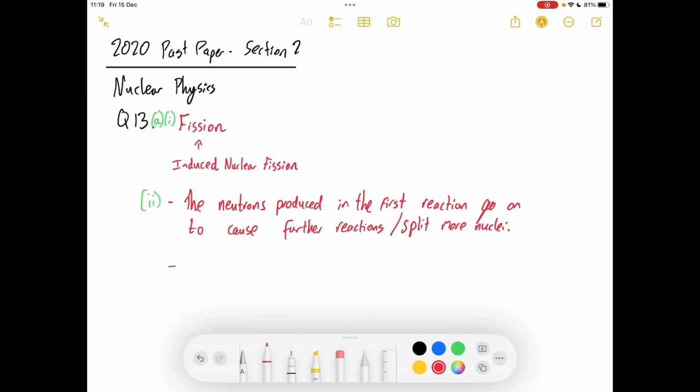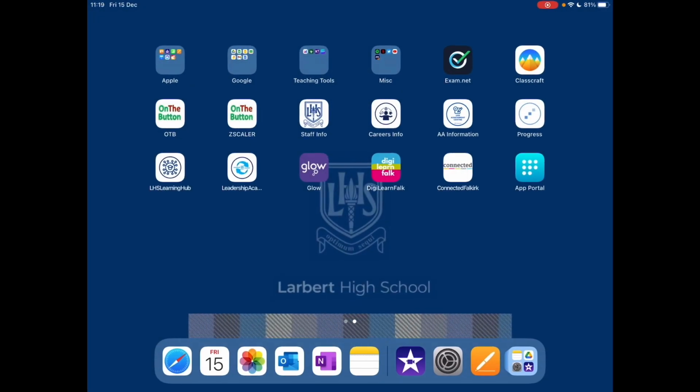Second mark would be then to say this repeats, or this process repeats, and causes a chain reaction. So it just goes on and on and on. Excellent.